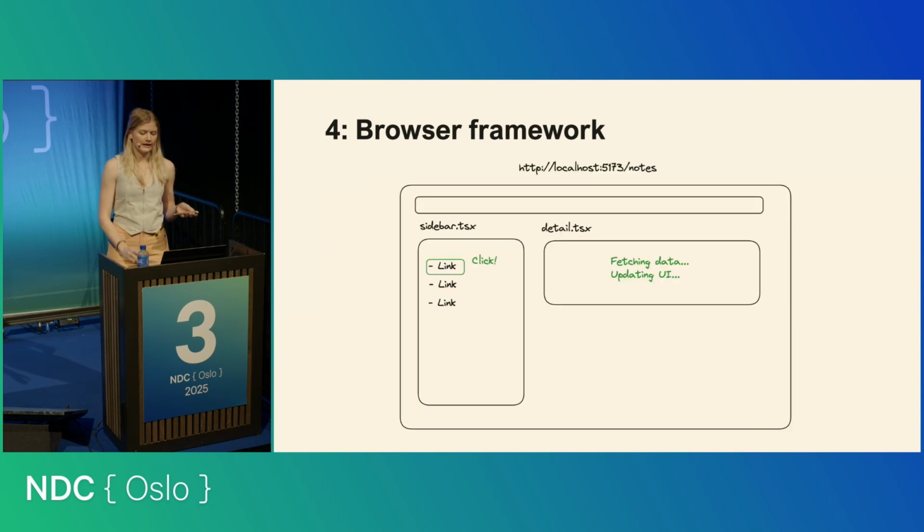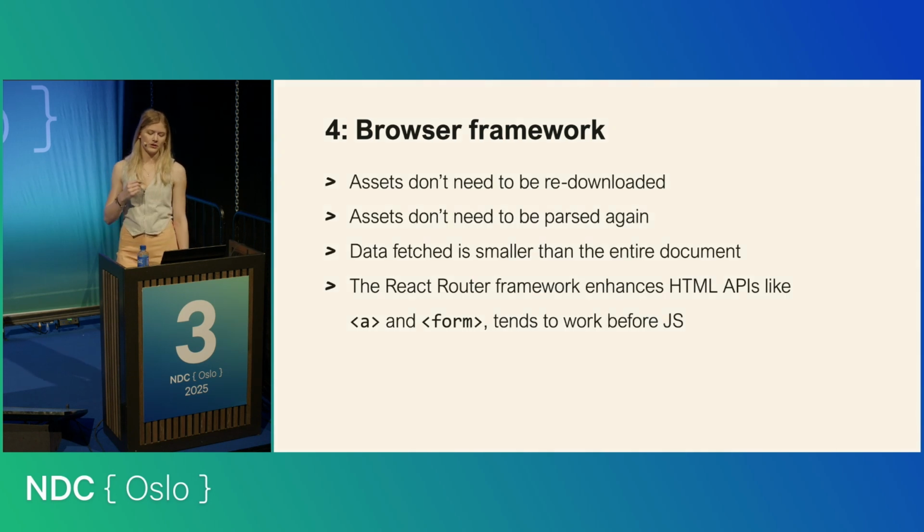So when the user clicks a link, instead of making a round trip to the server for the entire document, React Router just does a client-side navigation, fetches the data, and updates the UI. And this means that we don't need to re-download assets, and we don't need to parse them again in the browser. And the data fetch is a lot smaller than the entire document. And because React Router enhances the HTML APIs like anchor and form, your app tends to work before JavaScript is loaded in on the page, just by using React Router in its intended way.